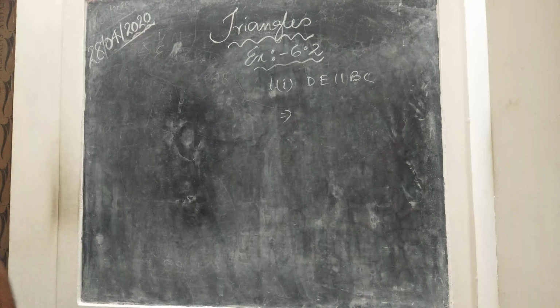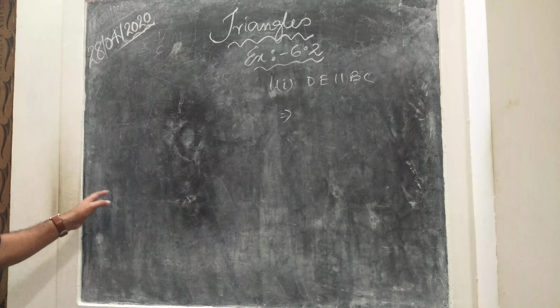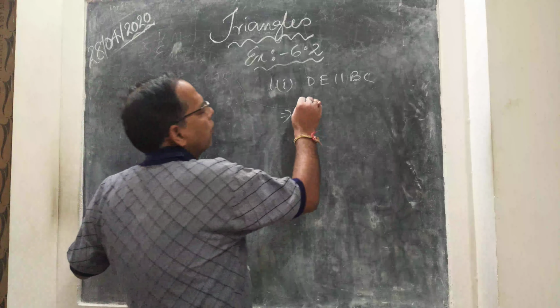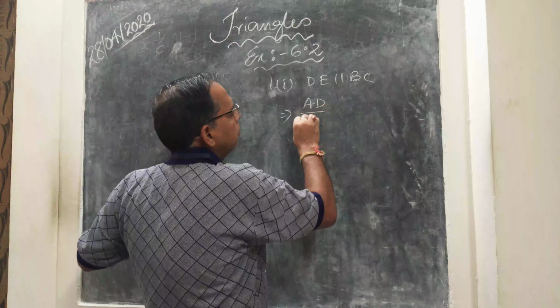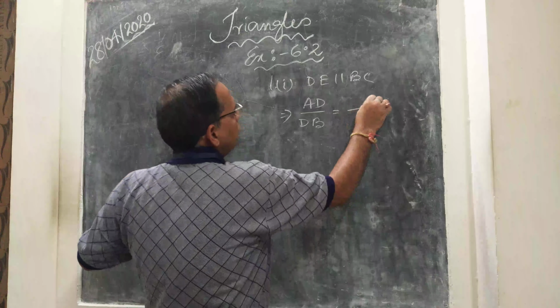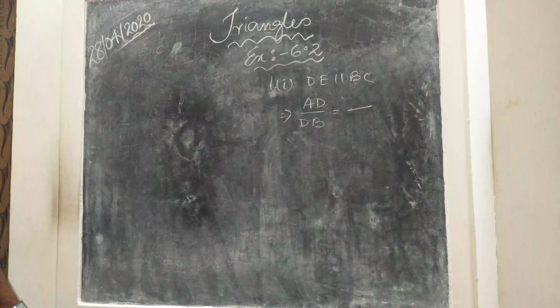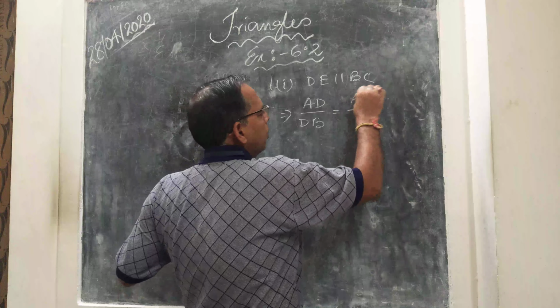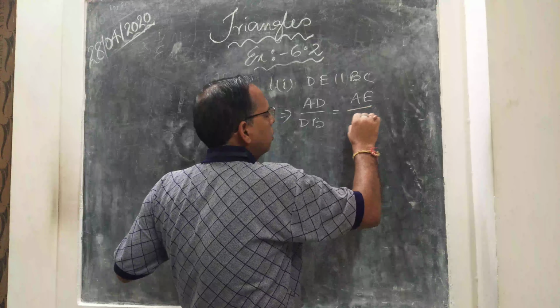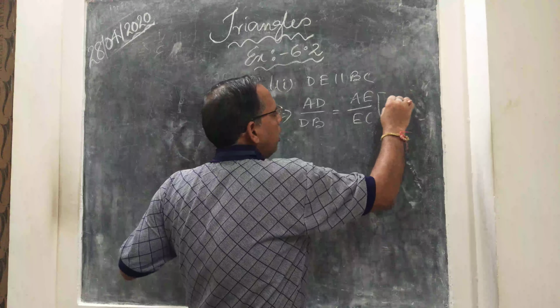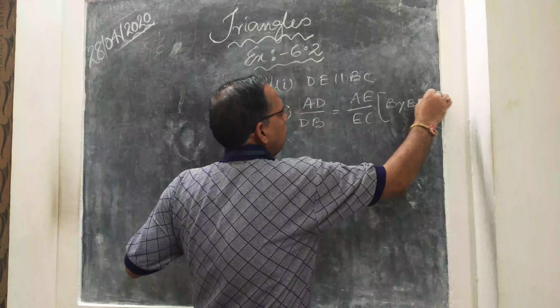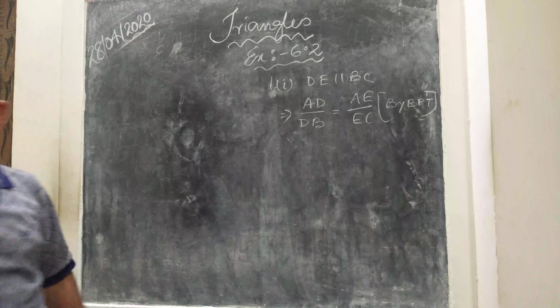Then what is that? What do you have to get? You have to get AD. Find EC and AD. EC in 1. So you write AD by DB equal to AE by EC. This is by what? By BPT, basic proportionality theorem. Okay.